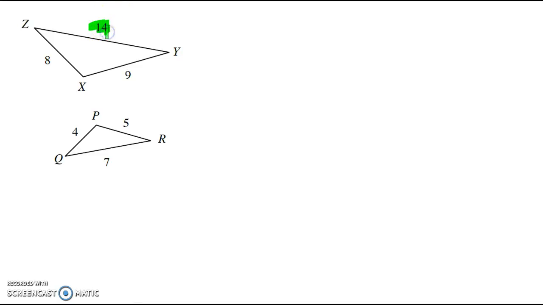Okay, so 14 is the longest side in this one, so it's got to match up with the longest side in the other one. Okay, 9 is the second largest side, so that's got to match up with the second largest side over here. And finally 8's the smallest side here, so it's got to match up with the smallest side there.